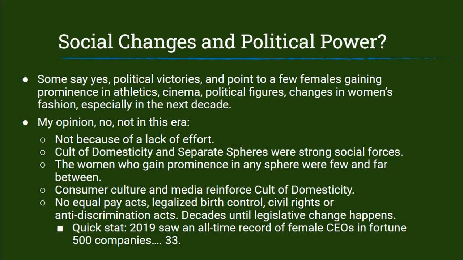My opinion is no, there was not a lot of change. And it's not because of a lack of effort. That was most definitely there. However, the cult of domesticity and separate spheres were strong social forces, and those ideals never really went away. Maybe their influence decreased slightly, but still they dominated. The women who did gain prominence in any sphere were few and far between.